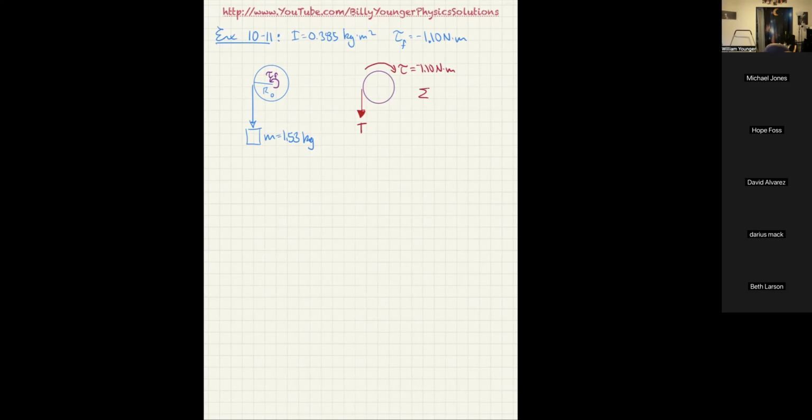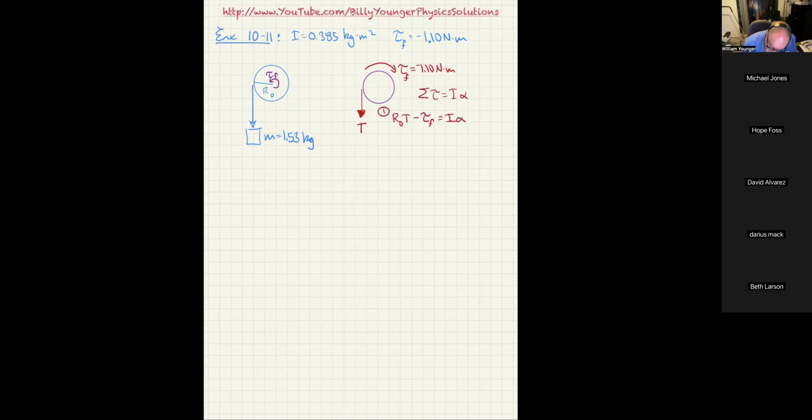So the summation of the torques is equal to I times alpha, which gives us T times R0. Notice they are perpendicular. The R0 lever arm vector is perpendicular to the tension T, minus the friction torque. That's equal to I times alpha. And that's going to be equation 1.